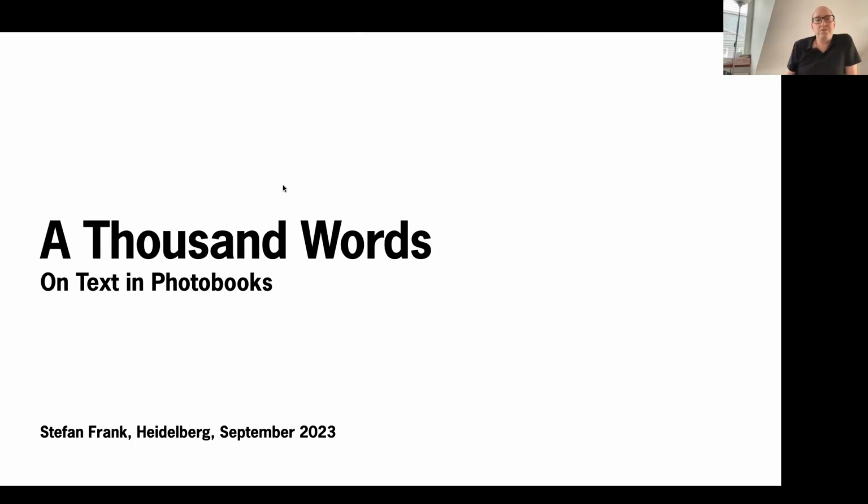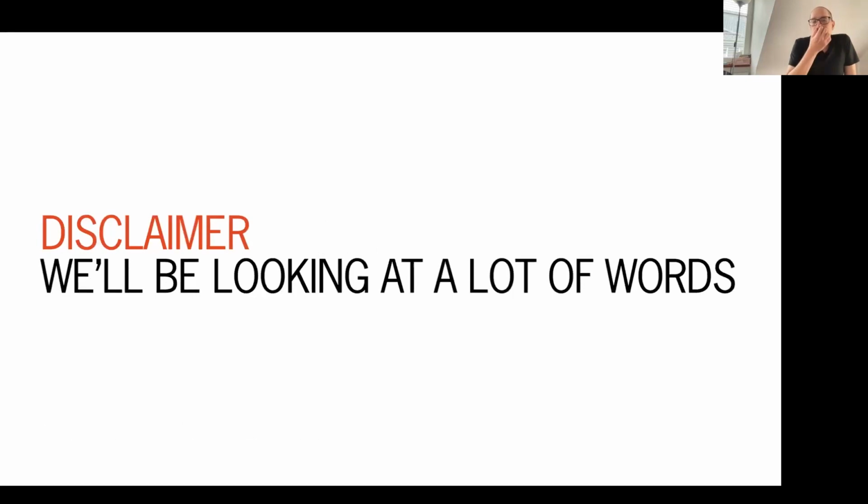So we start today with the idea of there's text in photobooks. Let me start with a simple disclaimer here. We'll be looking at a lot of words, which is quite a difference to the other photobook shows, because in the other photobook shows, we usually look at a lot of pictures. So today we'll be looking at a lot of words.